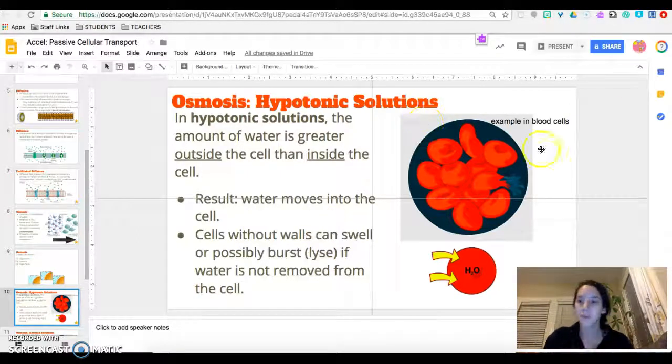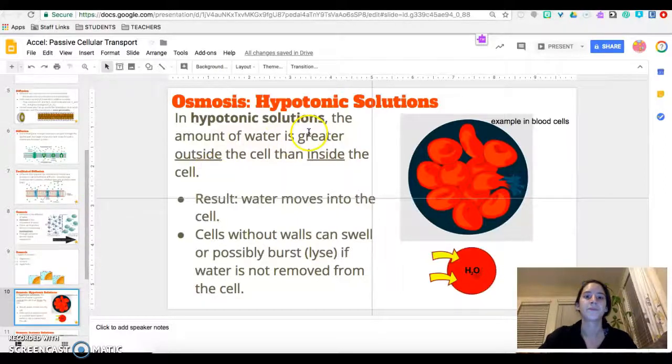My example right now is an animal cell, and I'm just going to talk about blood cells. Blood cells are very reactive to water. They're very sensitive. What I mean by that is that they will have drastic effects if they get too much water or too little water. So we're going to talk about that. That's why I'm only talking about blood cells right now. I'm going to talk about plant cells in a little bit, but right now animal blood cells are a really good example.